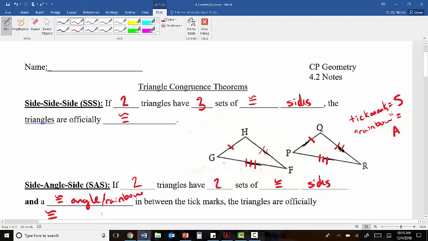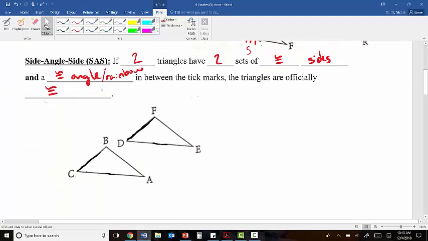I usually teach my kids to see tick marks as S's. Every time you see a tick mark, I want you to think S. Here's another set, that's another S. And another set, that's another S. If you think that way, you can see the SSS theorem taking place. For lack of a better term, I call these markings rainbows. Anytime you see a rainbow, you need to think of the letter A for angle. That'll help us with the next theorem.